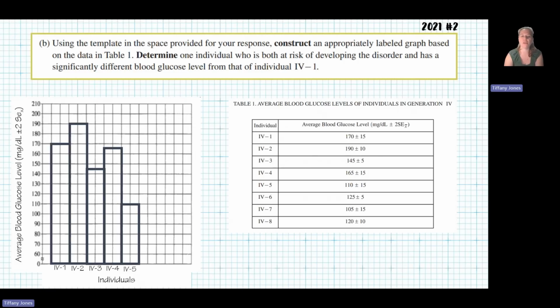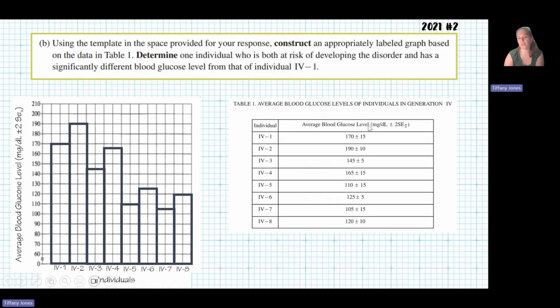So we'll label each of our bars, okay? And you'll put your labeling along the bottom. This is individual 1, 2, 3, 4, and so on. And then you're going to graph the mean as that bar, okay? As you see, we have 170. We've got the 190, the 190, okay? And so you just make the top of the bar that mean, okay?